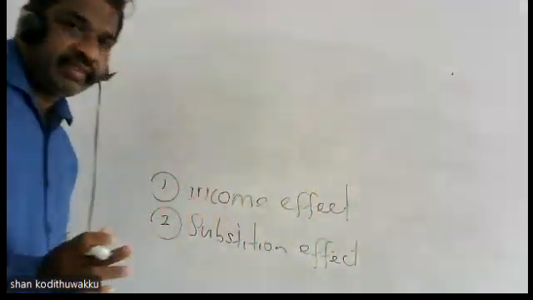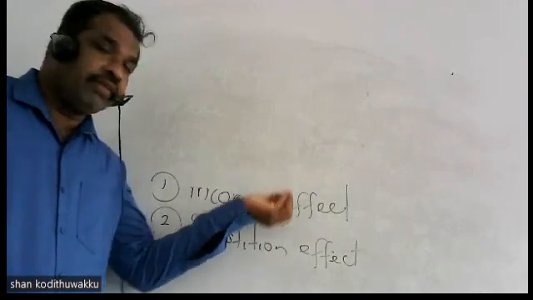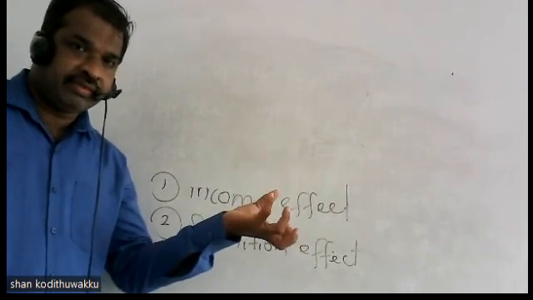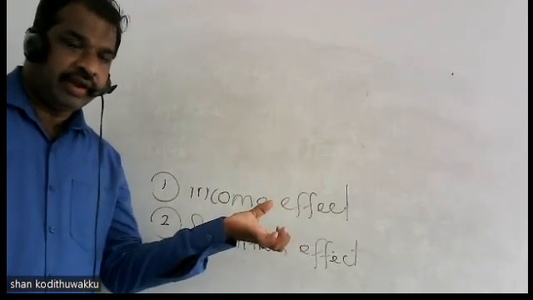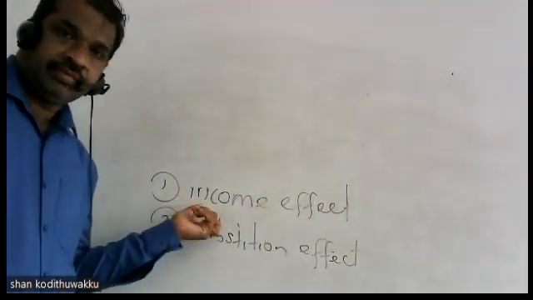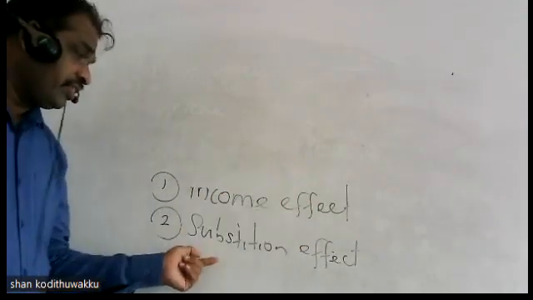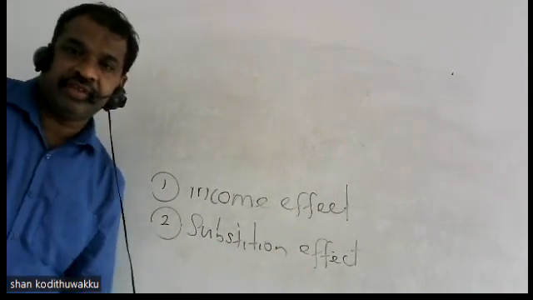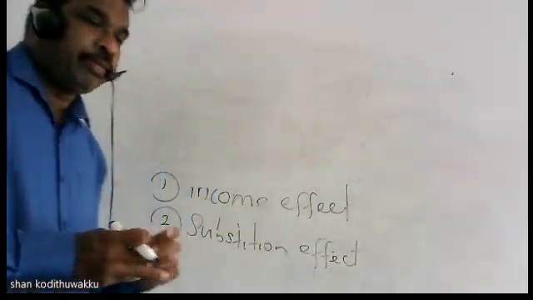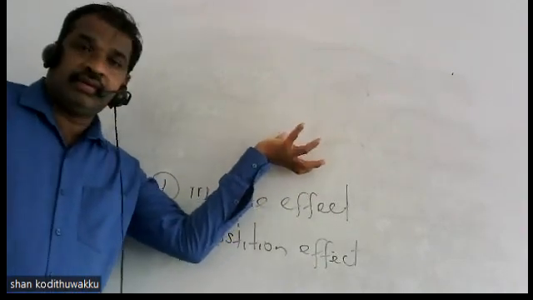When the price of the product increases, the consumer's real income will come down. That means what you purchased from the same product in the past at that price, now you cannot buy the same quantity at the current price. That is the income effect. The consumer's real income has come down. Next reason, substitution effect. What is the substitution effect? When the price of the relevant product increases, people will try to find another cheaper product.